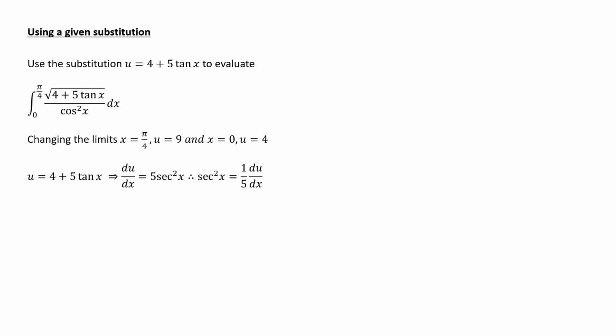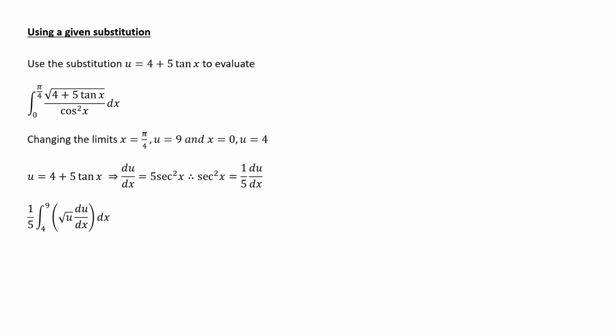Now the reason I've written that is that I had spotted, and the reason I've spotted this is I've been doing this for a very long time, that the cos squared on the bottom, the reciprocal of cos squared, in other words 1 over cos squared, is actually equal to sec squared. So therefore I could rewrite my integral between pi by 4 and 0 of root of 4 plus 5 tan x over cos squared x as the root of 4 plus 5 tan x times sec squared x dx.